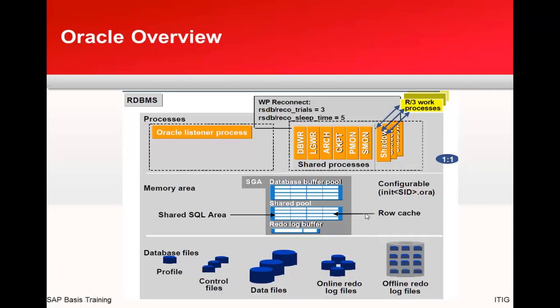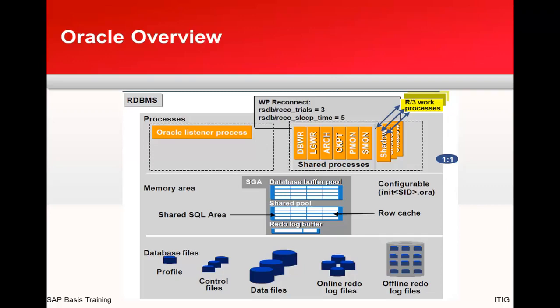Then here you can see the memory area, where you have the SGA, the shared global area, which is a configurable parameter, and this can be configured within the init SID.ora file. Below it there is a SQL shared area, which is the shared pool, and you have the row cache there. At the bottom of this memory area you have the redo log buffer.